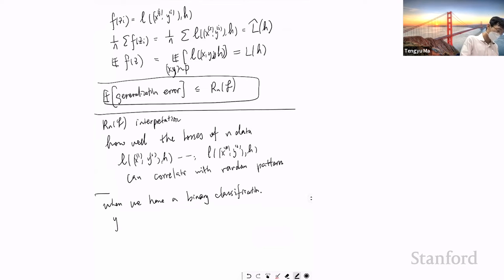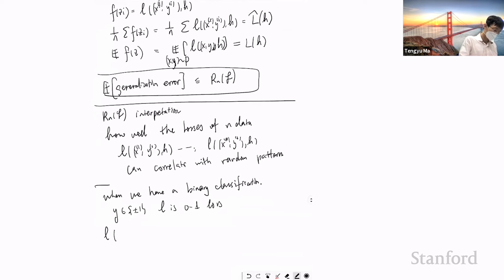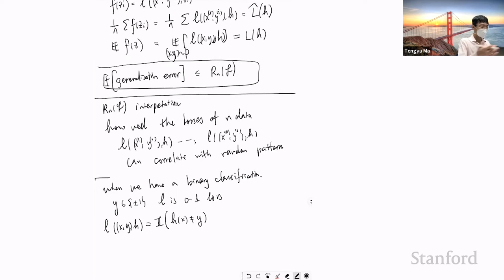So suppose your y is between +1 and -1, and L is the 0-1 loss. So L of x, y, h is equal to the indicator of h of x not equal to y. If they are not equal, you have loss 1, otherwise you have loss 0. And in this case, we can further interpret this a little bit more. So what you can do is the following.